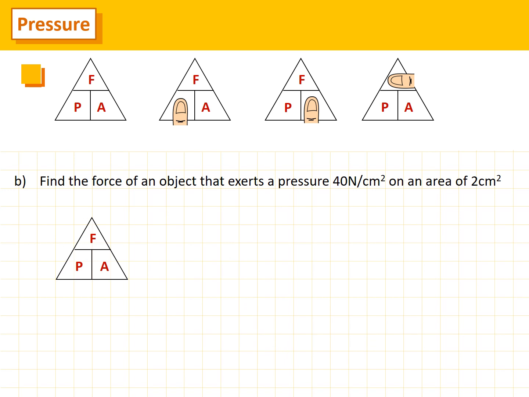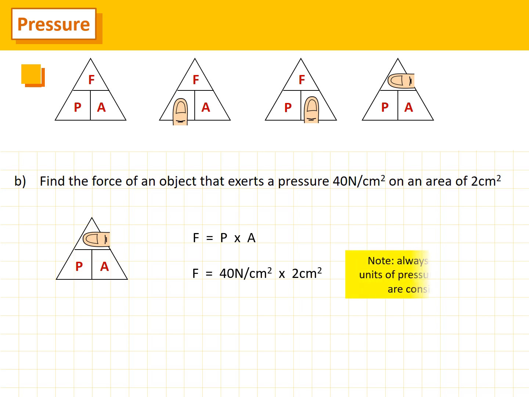In this example, we are trying to find the force. So if we place our finger over the F for force, we're left with P and A next to each other. And in algebra, 2 letters next to each other would mean multiplied by. So force is pressure times area. We substitute our units, 40 newtons per square centimetre being multiplied by 2 square centimetres, but we need to check.